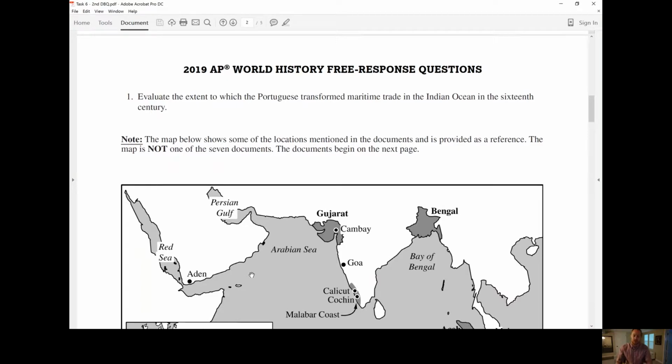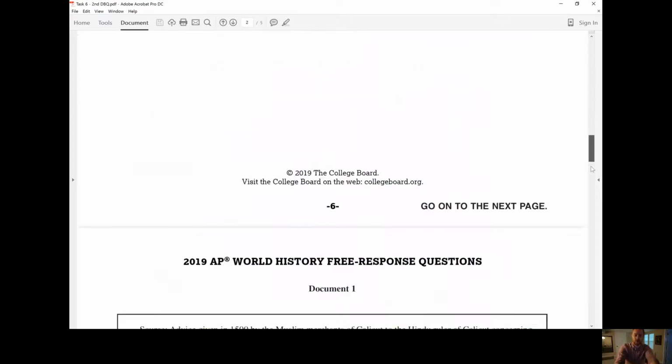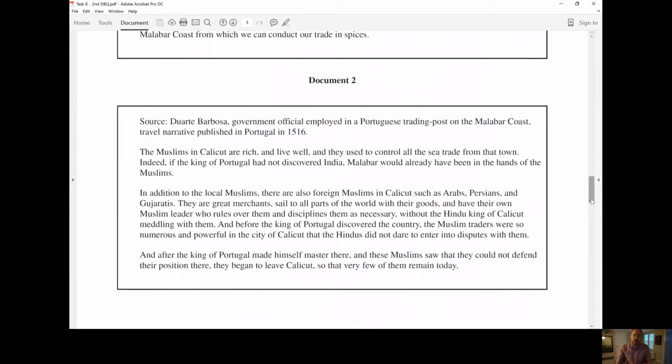Now, that is the prompt, and when I see evaluate the extent, just for prompts in general, I'm going to say basically how much or in what ways did the Portuguese transform maritime trade in the Indian Ocean during this time period. So if I'm going to be discussing the context of, let's just pull up document 2. Document 2 is at a specific point in this 16th century time frame that our prompt is existing in. It says it's written in 1516. That is the earlier part of the century.